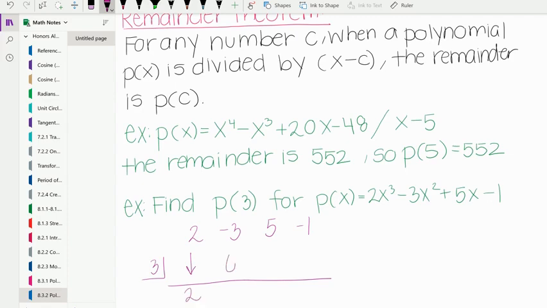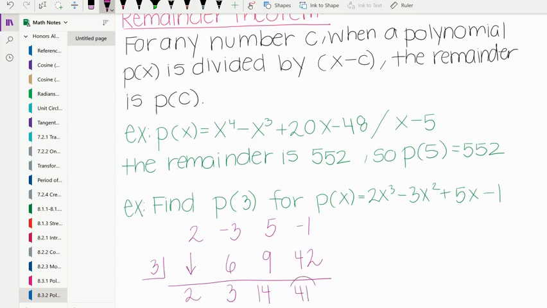2 times 3 is 6. -3 plus 6 is 3. 3 times 3 is 9. 5 plus 9 is 14. And 14 times 3 is 42. -1 plus 42 is 41.